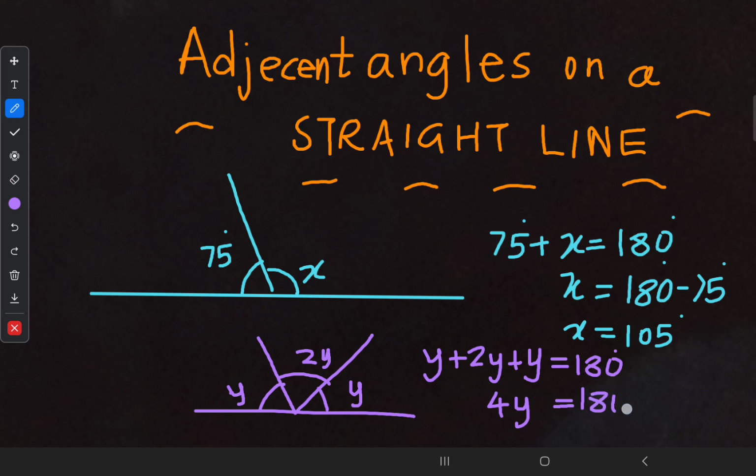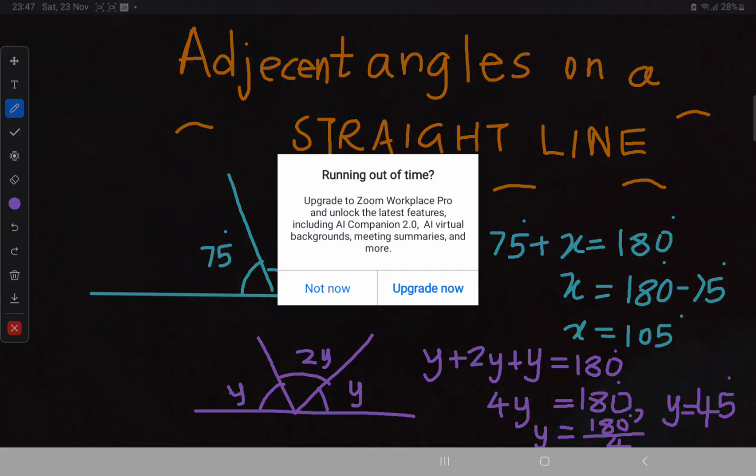Finally, to find the magnitude of y, 4 and y are in a multiplication relationship. To oppose that, we have to divide 180 by 4. That will give you y as 45 degrees. This is the way, by using the adjacent angle sum on a straight line, we are finding some variables' values.